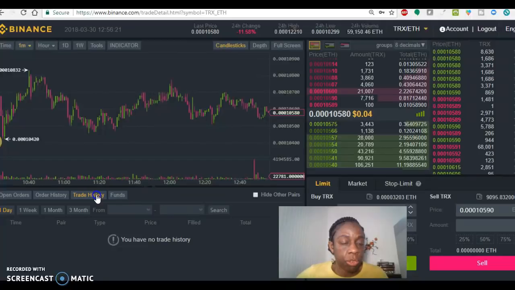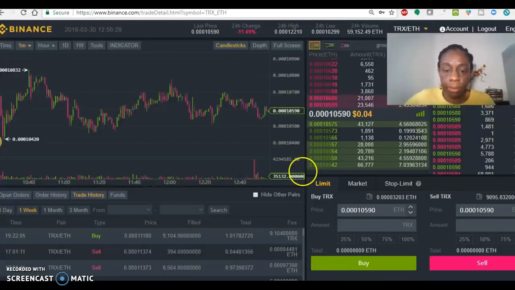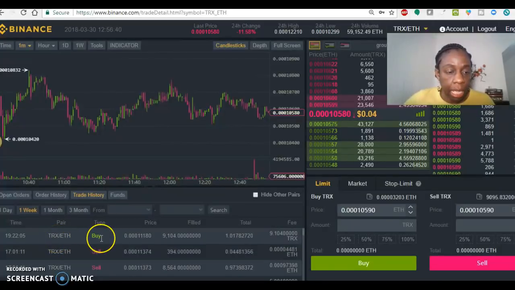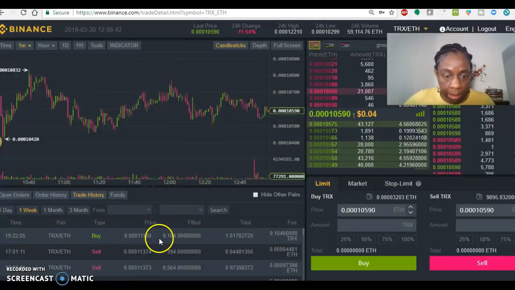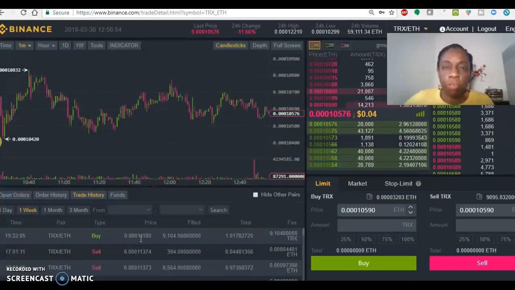I'll show you my trade history. And what's happened is I have actually purchased, and this was last night, 7:22 p.m., some Tron currency, and I purchased it at this price, 0.00011180. I want to make about a 4 or 5% profit, and I purchased it at this price down here.